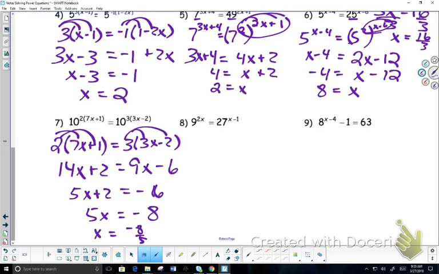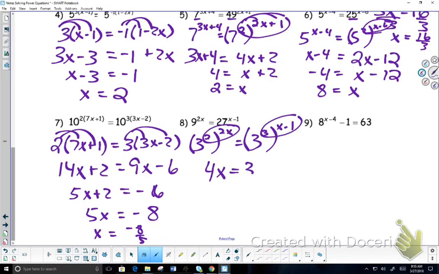The next one we do not have like bases. As a matter of fact, both of these have to go to a base of 3. So 9 would be 3 squared raised to the 2x. 27 would be 3 cubed raised to the x minus 1. So then I've got this as one of my exponents. Since I got like bases, I can drop my 3's. This would be another exponent. Subtract my 3x, and I get x equals negative 3.